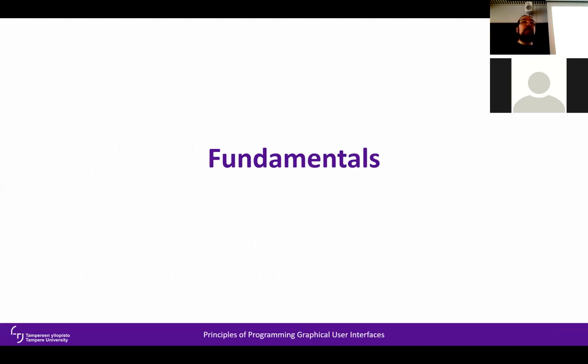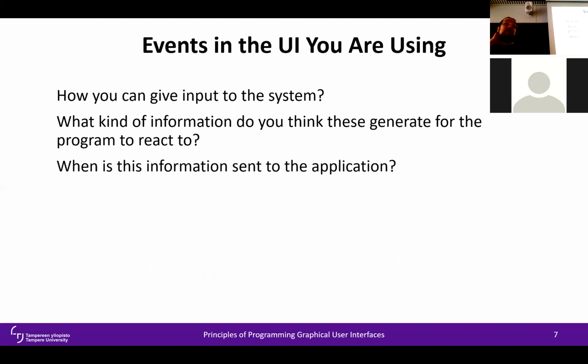Then, if we go to the very fundamentals of programming graphical user interfaces. So you're using some graphical user interface right now, possibly. Not all of you, maybe. When you give an input to the system, how can you do that? Maybe you can click a mouse button, touch with the finger, hit a key on the keyboard, maybe some other ways. Then if you think what happens behind the scenes, what information is generated when you do some of these things, so that the program can react to that? And when is this information sent to the user? No, I mean to the application.